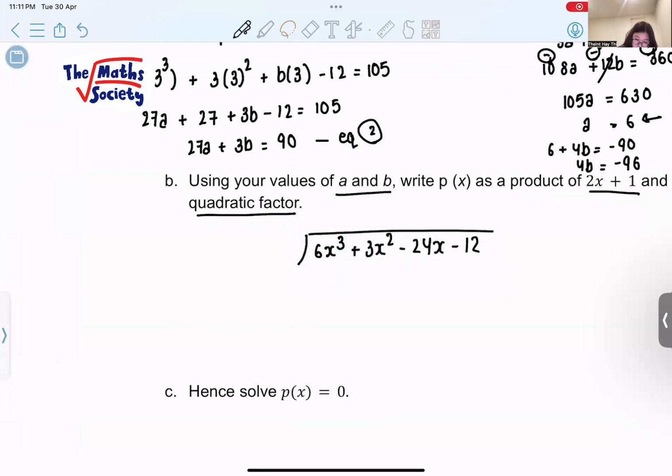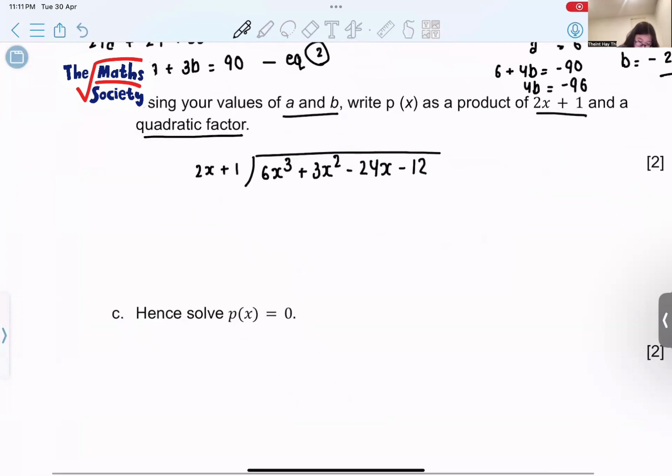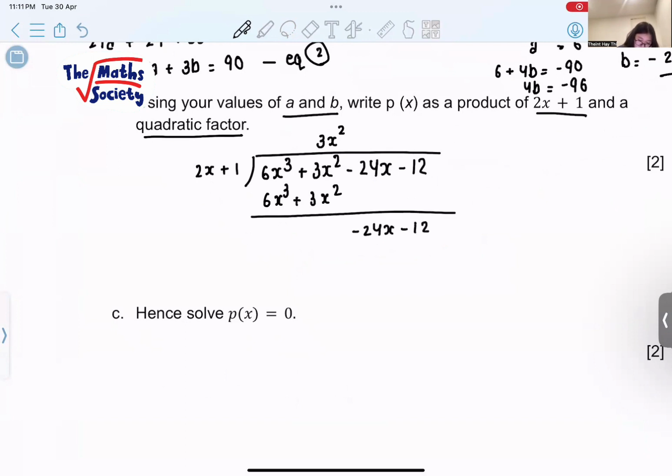And you have it divided by 2x plus 1, because we know that 2x plus 1 is a factor of it. So we have x cubed, so it's going to be 3x squared, yeah? So you get 6x cubed plus 3x squared. So we have like 0. So we just bring these, minus 24x minus 12, down.